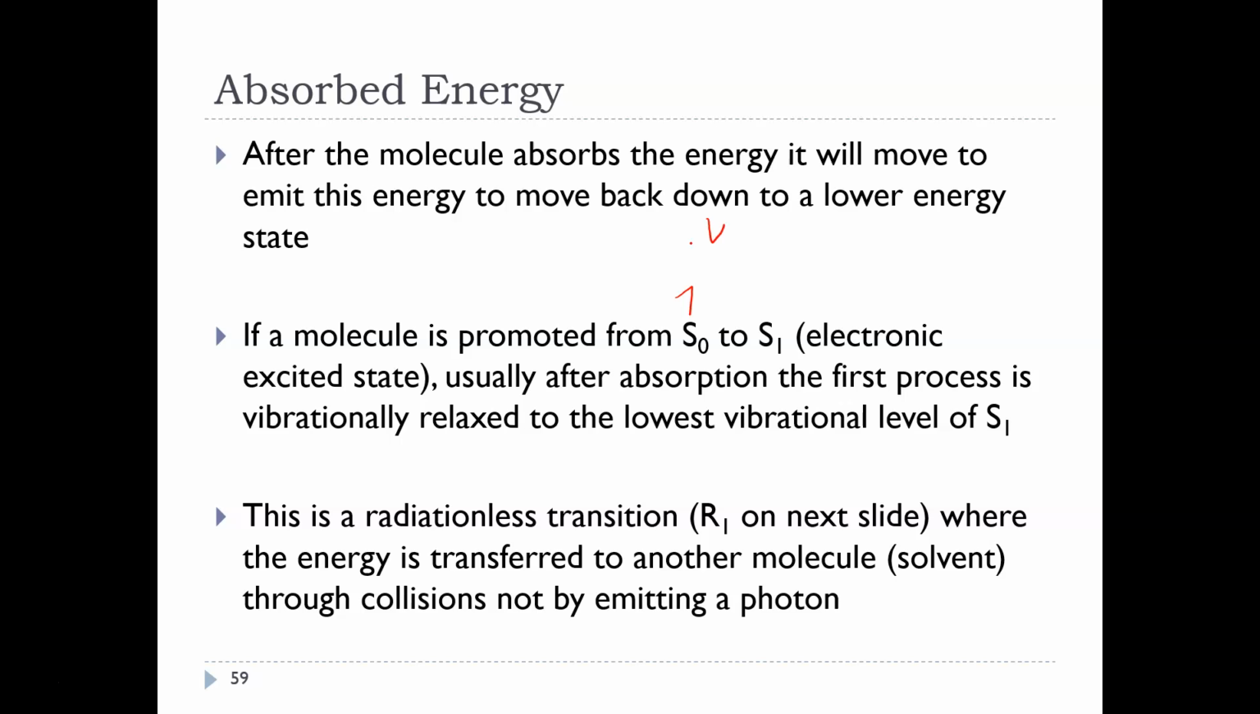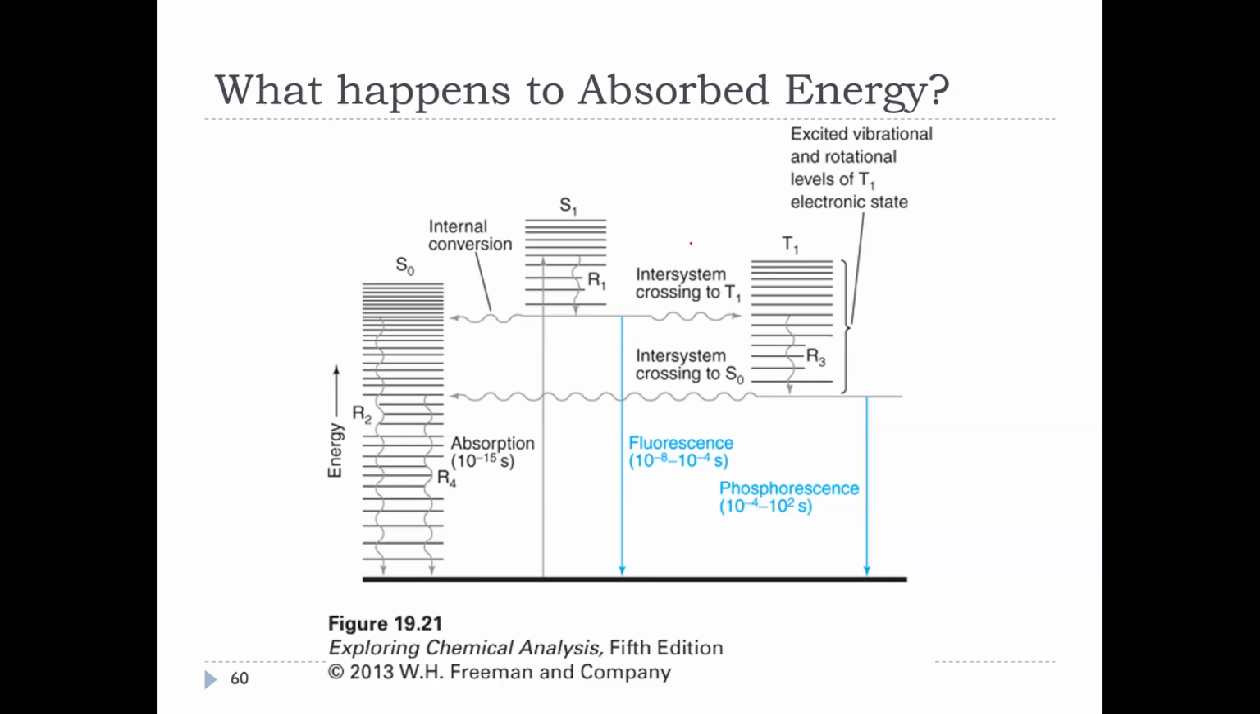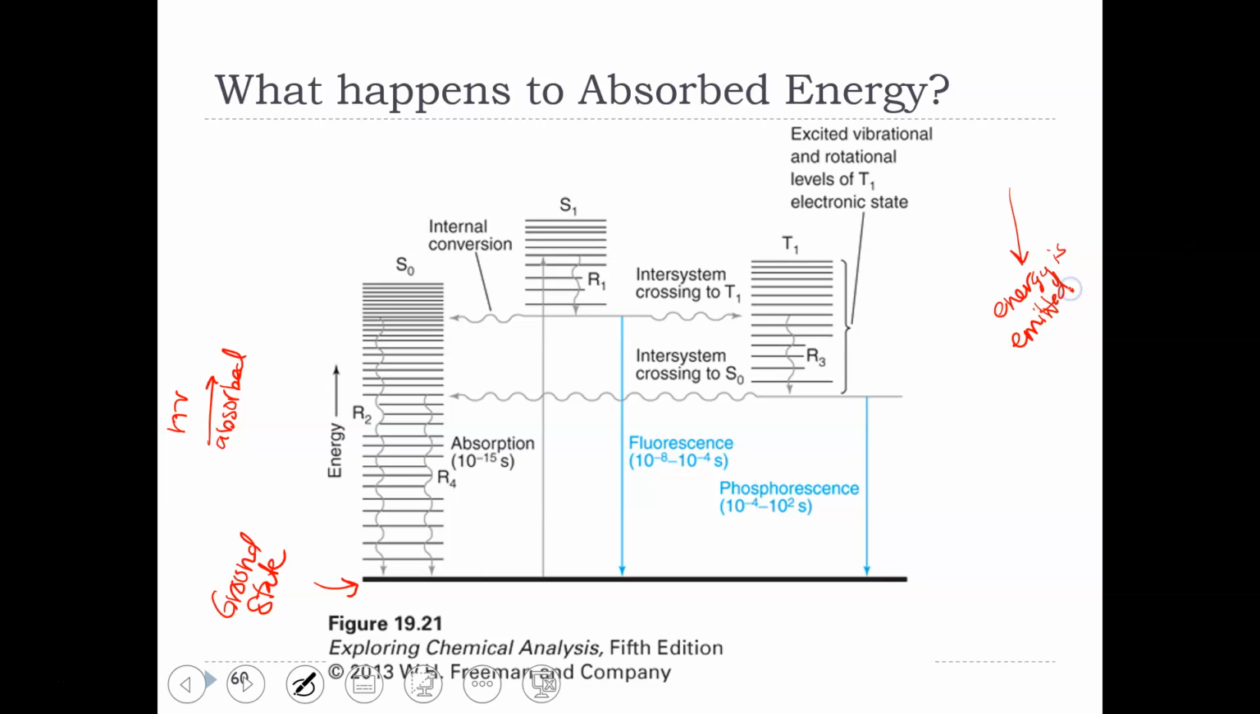This is a picture of pretty much all the scenarios for what happens when light is shined at a molecule and absorbed. So down here at the bottom, that big black line is the ground state. Any arrows pointing up are when light is absorbed. Any arrows pointing down are when energy is emitted. The type of energy depends on the scenario, okay?